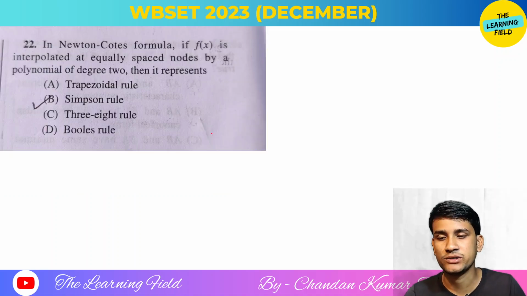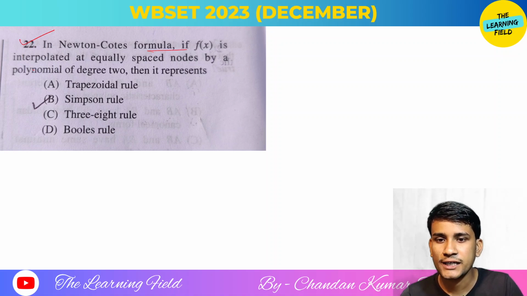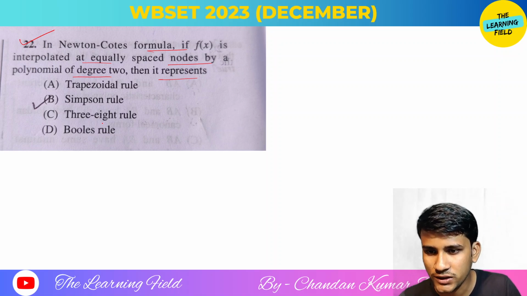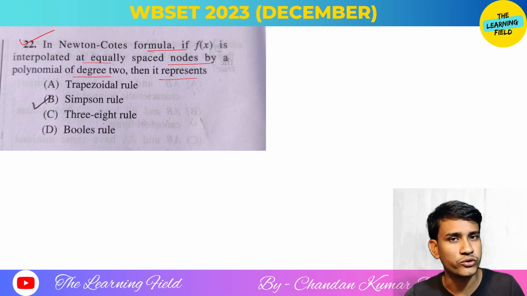Okay, next question. This question is from numerical analysis. Look, Newton-Cotes formula: if f(x) is interpolated at equally spaced nodes by a polynomial of degree 2, then it represents what? Trapezoidal, Simpson's one-third, 3/8 rule or Boole's rule.